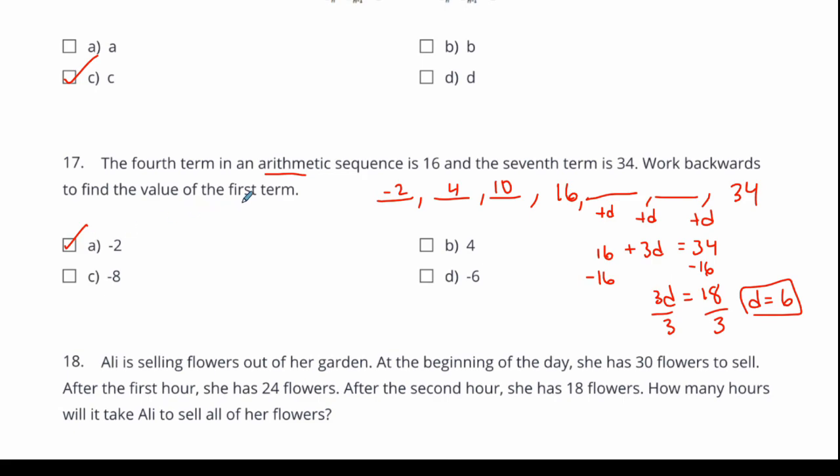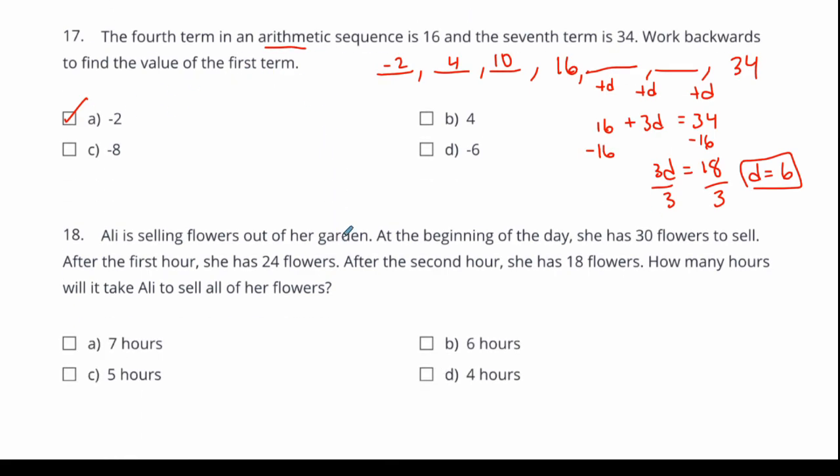Okay. One more. Allie is selling flowers out of her garden. At the beginning of the day, she has 30 flowers to sell. After the first hour, she has 24 flowers. Okay, so my first term is going to be 24, not 30, because that's after the first hour. After the second hour, she has 18 flowers. How many hours will it take her to sell all of her flowers?